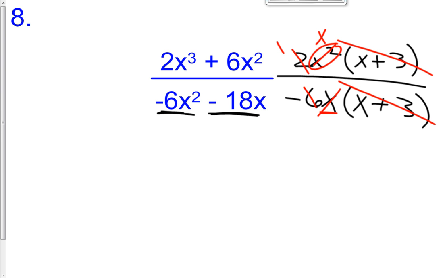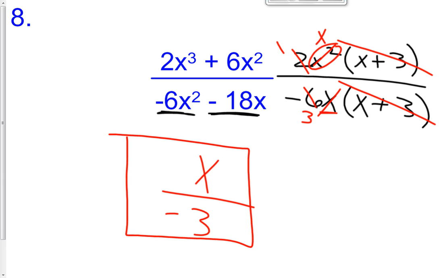2/6 is 1/3. So now in the numerator I have 1x, or just x, and in the denominator I have a negative 3. X divided by a negative 3 is my answer here. Just to let you know, class, you might see this as a negative x divided by a positive 3. That's also saying the exact same thing.